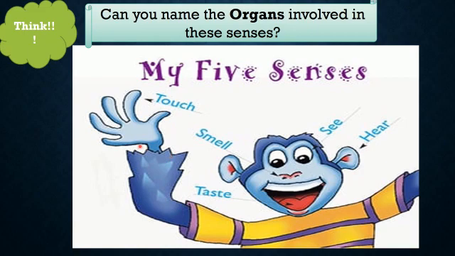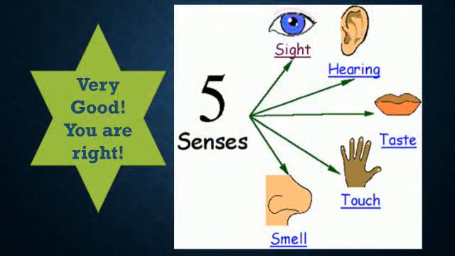Okay. Repeat with me. The organ of touch is the hand. The organ of smell is the nose. The organ of sight is the eye. The organ of hearing is the ear. The organ of taste is the tongue. Very good, you are right. We have 5 senses: sight, hearing, taste, touch, and smell.